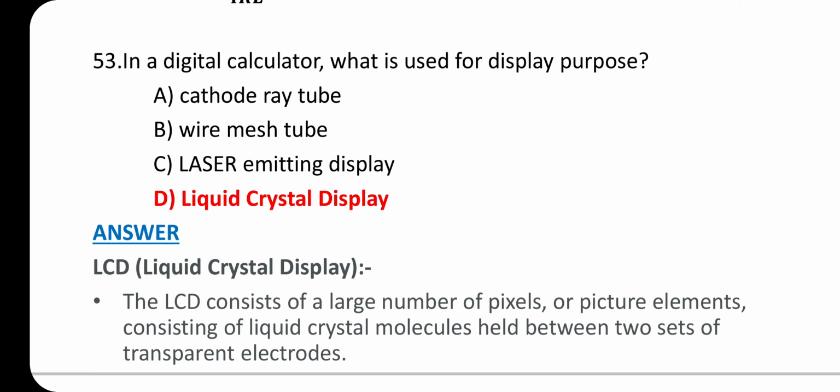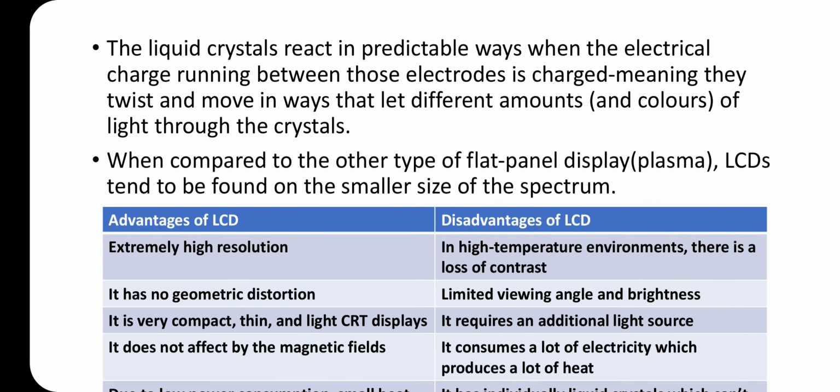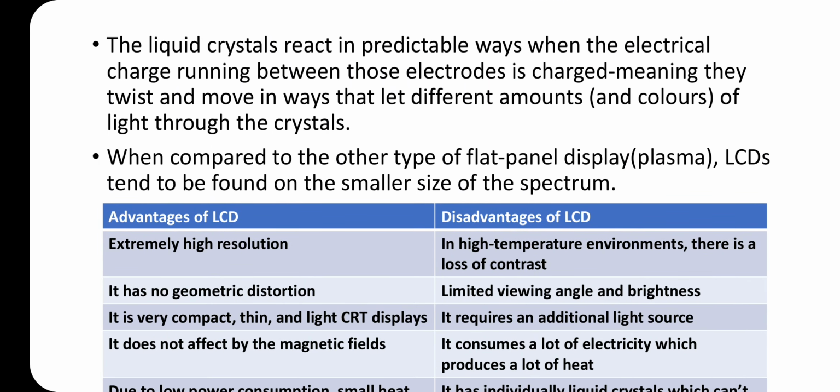between two sets of transparent electrodes. The liquid crystals react in predictable ways when the electrical charge running between those electrodes is changed, meaning they twist and move in ways that let different amounts and colors of light through the crystals. When compared to the other types of flat panel display, that is plasma, LCDs tend to be found on the smaller size of the spectrum.